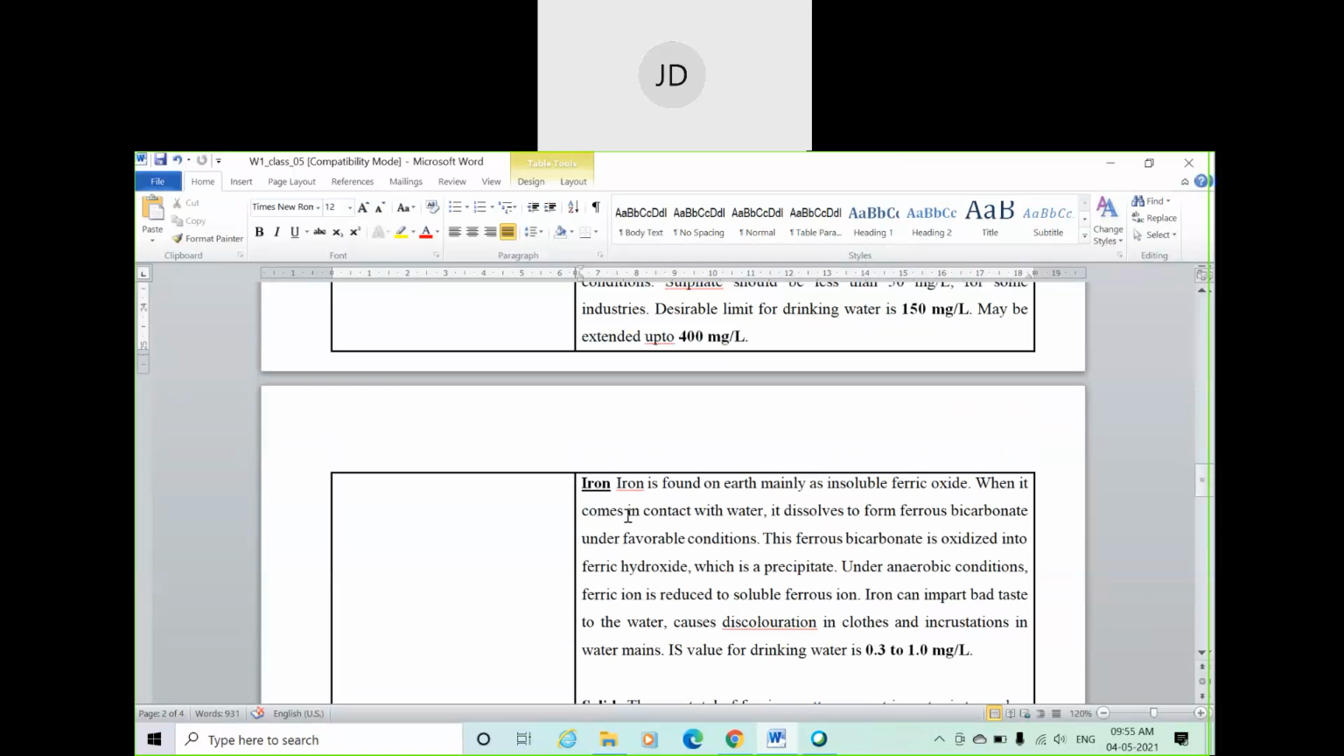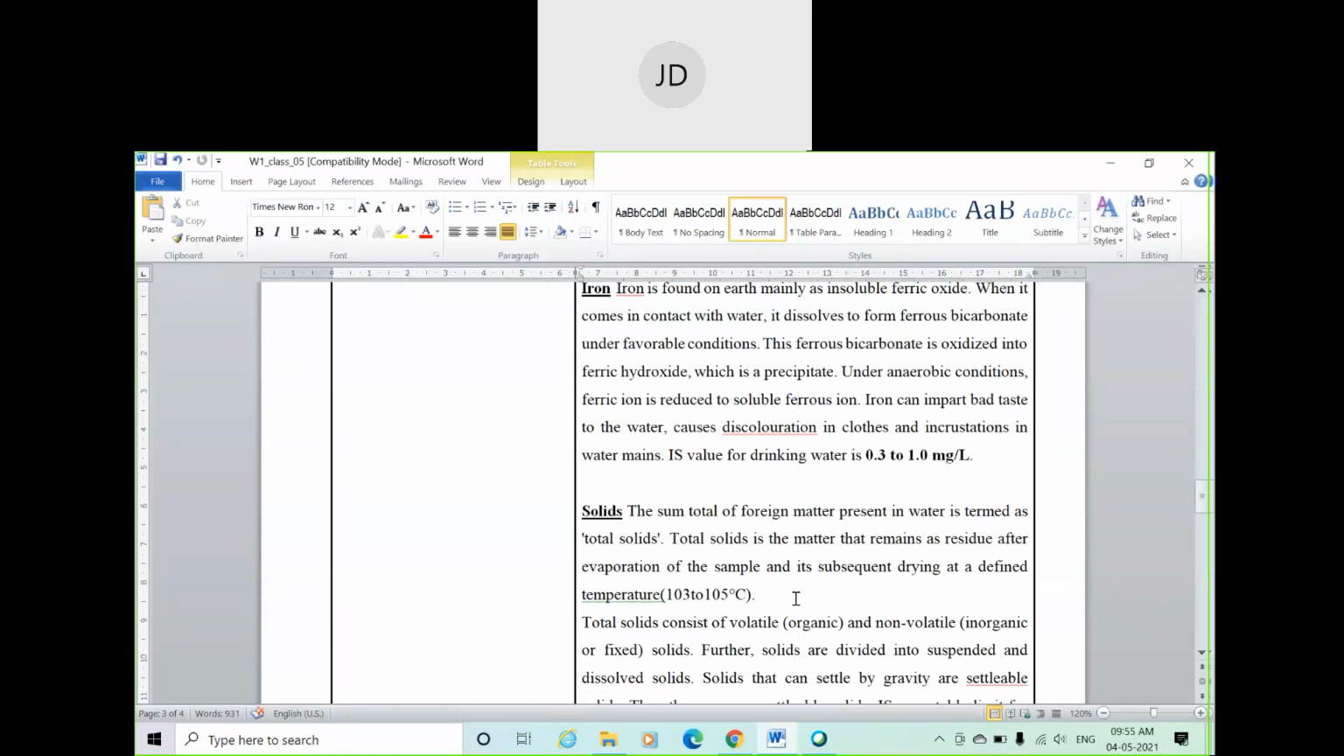Like for iron, natural water even contains iron. But for drinking water, the desirable amount of iron in water is about 0.3 to 1 milligram per liter. Similarly, I already told you different types of solids may be present in water: suspended, dissolved, or settleable. So we also need to identify the amount of total solid present in water.